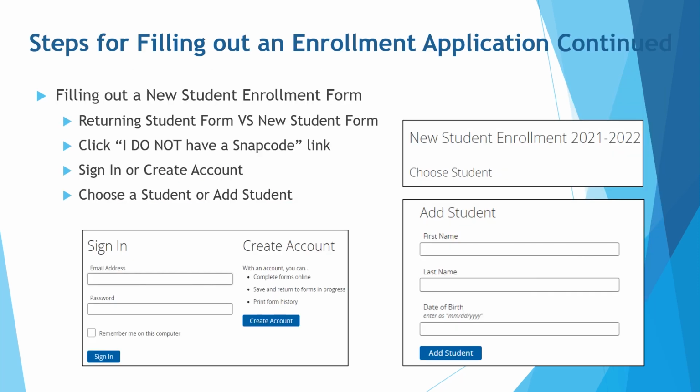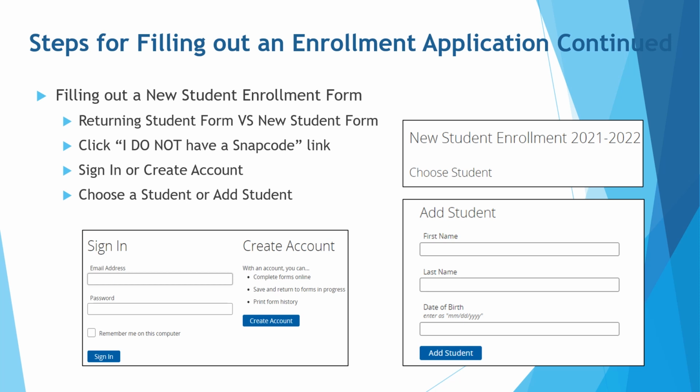In this next slide, we are going to look at the new student enrollment form. In order to start a new student enrollment form, you must go to the RISD online enrollment website and select the "I do not have a Snapcode" link to begin the enrollment process. The differences between a returning student enrollment form and a new student enrollment form is that the new student enrollment form is longer. A Snapcode is not needed to enroll, and the school locator identifies the school that is associated with the student's home address and grade level.